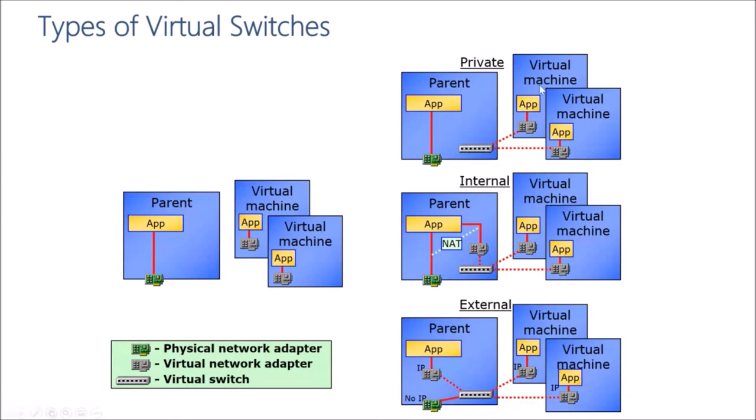So if we think about addressing, this private has an internal IP addressing that's got nothing to do with the physical network because there's no way of communicating. This internal has internal IP addressing that's got nothing to do with the physical network because it normally doesn't connect. But if you add this NAT device, which is similar to our NAT network in our VMware, then that NAT translates from this internal network to the physical network. Whereas the IP addressing of the parent as well as the virtual machines which are connected to this external switch, they all have IP addresses which are consistent with the physical network and can communicate with the physical network, like we know with the bridge.